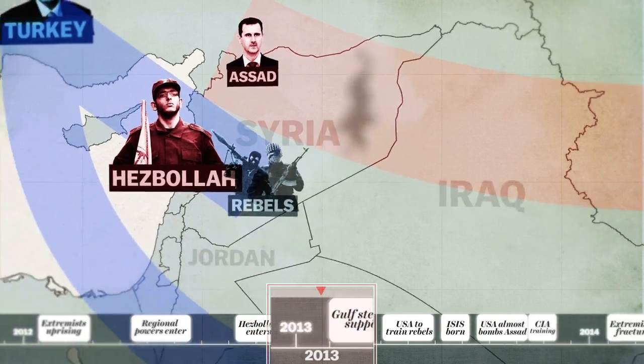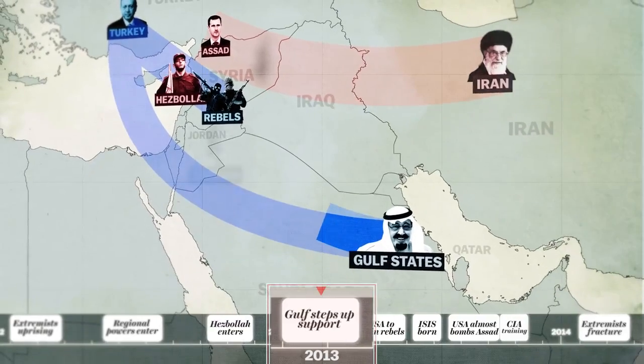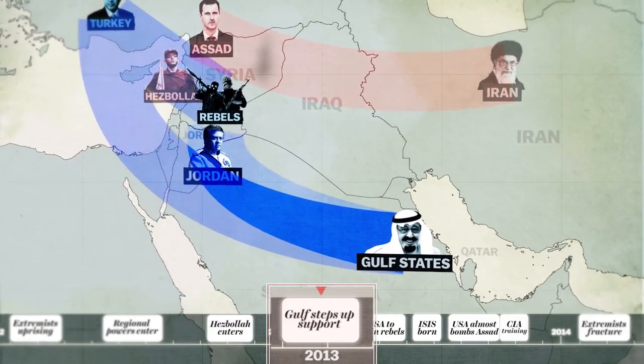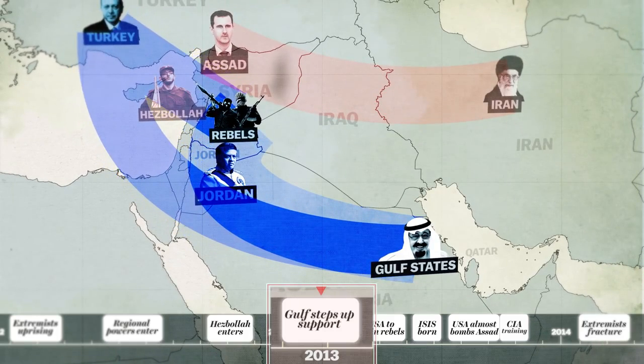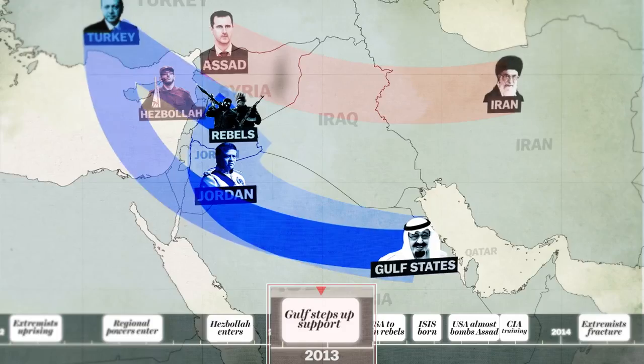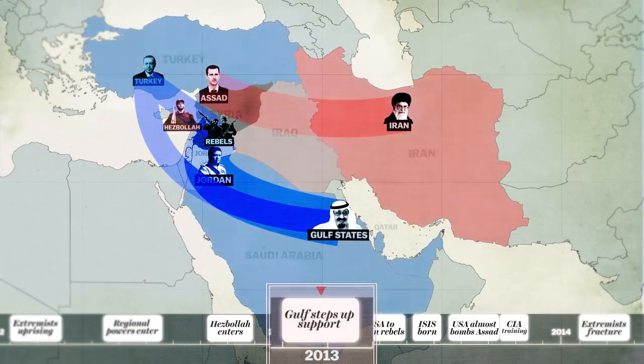The Gulf states respond by sending even more money and weapons to rebels, Saudi Arabia really leading the effort at this point, and this time going a lot through Jordan, who also opposes Assad. And by 2013, the Middle East is divided between generally Sunni powers on one side supporting the rebels and Shias on the other side supporting Assad.